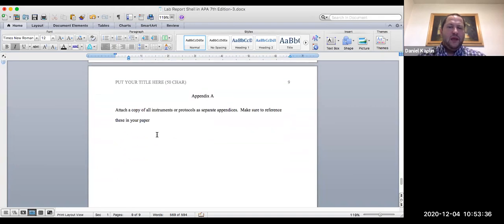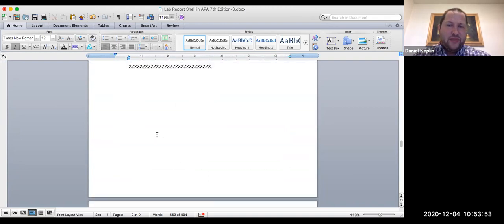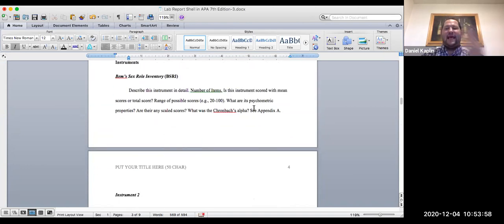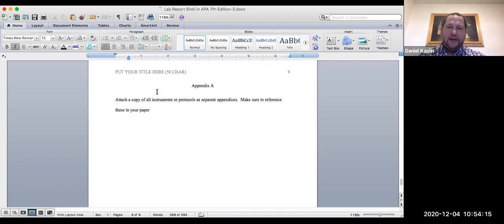Now, remember what I said earlier about the methods section. In the instruments, you're going to give the reader a copy of all of the instruments. So if we go back up to the method section, you'll notice that I said see Appendix A. Well, if I say see Appendix A, I should have at the end of my document, after the references, after the tables and the figures, an Appendix A. So if I scroll all the way down, I should have an Appendix A.